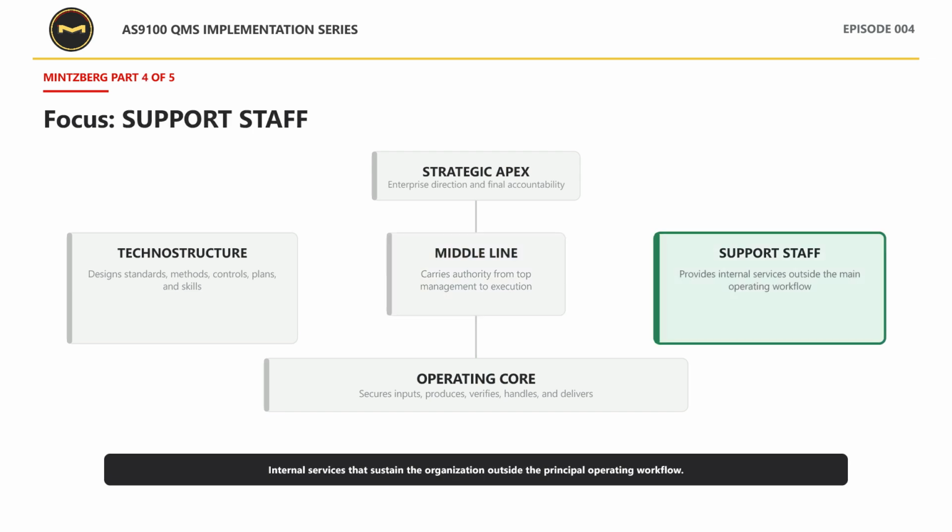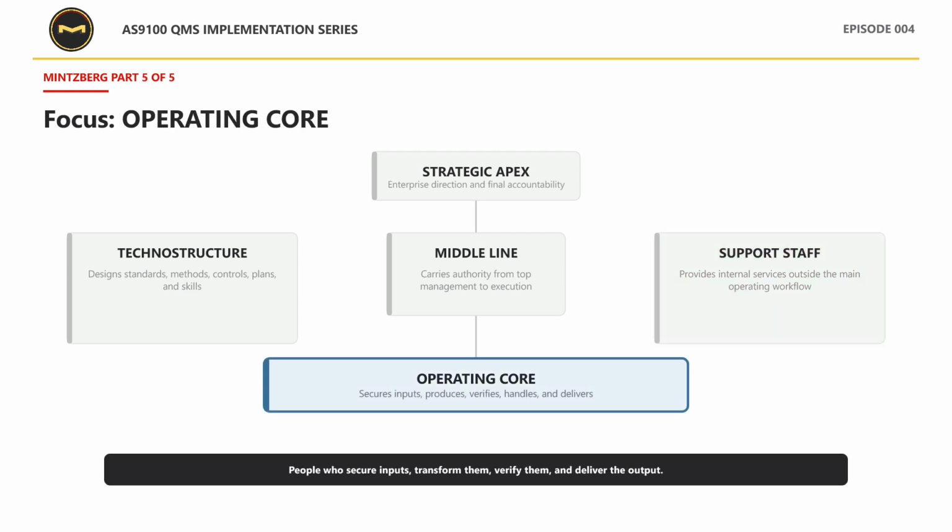Support staff provide internal services outside the main operating workflow. Human resources, accounting, information technology, legal, administration, and facilities sustain the organization, even though they do not form the product delivery chain. The operating core performs the work that directly creates and delivers value. It secures inputs, transforms them, verifies the product, controls inventory, and delivers the output. Depending on the organization, this can include operators, buyers, receiving, stockroom, inspectors, testers, shipping, and direct order handling roles.